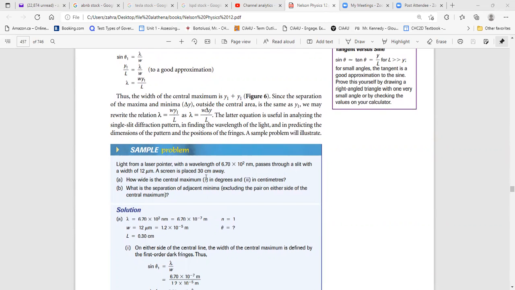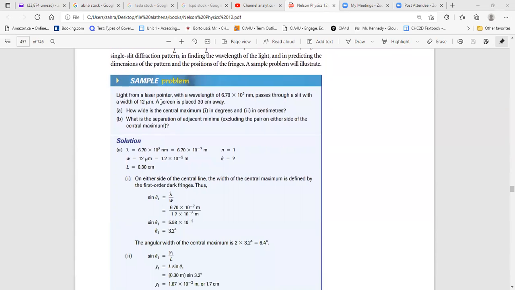So look at this question. Light from a laser pointer with a given wavelength lambda passes through a slit with a width of 12 micrometers. So this is the W. The micrometer, you can convert to meters by multiplying by 10 to the power negative 6. The screen is placed 30 centimeters away, so L is 0.3 meters. How wide is the central maximum? We want it in degrees and in centimeters.